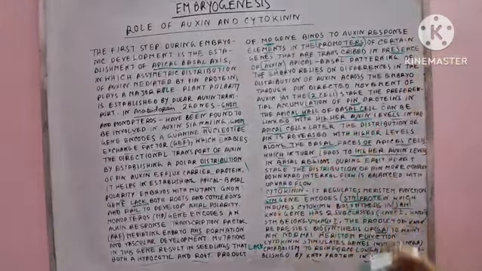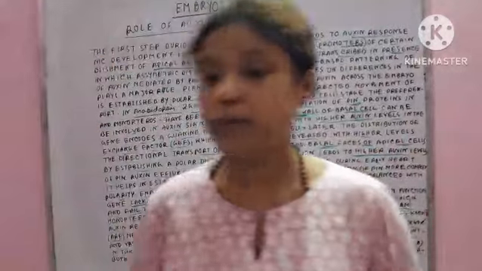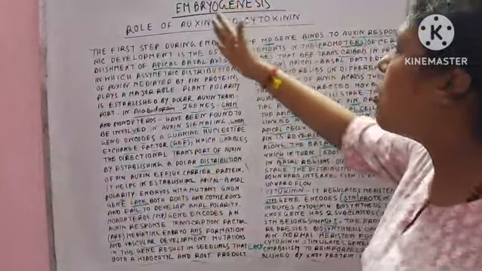So this is the process of the shoot apical meristem and root apical meristem, and how it is controlled by the two main hormones, auxin and cytokinin.